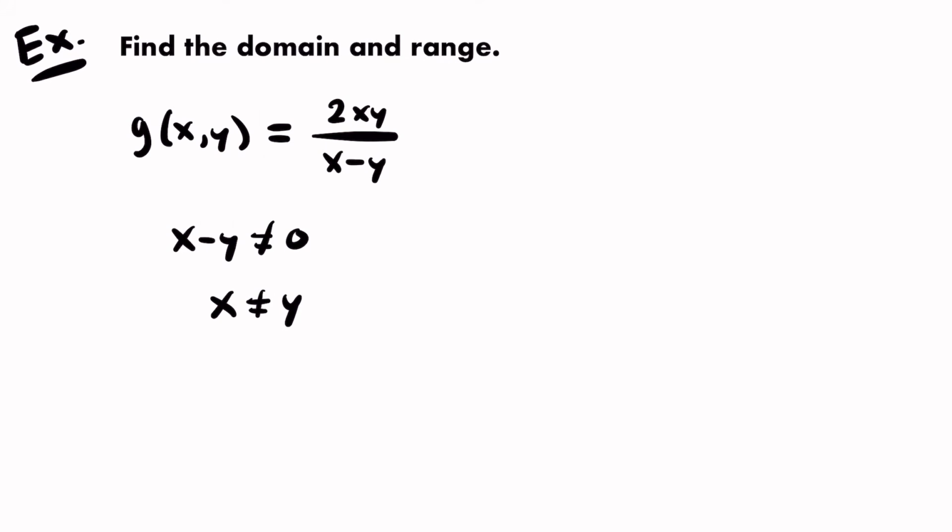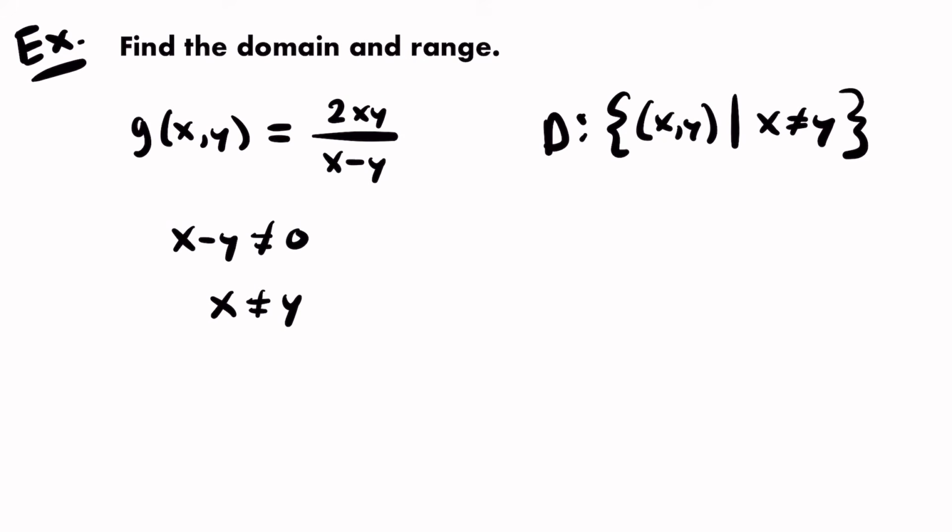So here's how we'd write that out. The domain of this function would be the set of all values of x and y such that x does not equal y. That's it. Everything else is valid. You can plug in anything you'd like for x and y. The numerator is going to be fine, and the denominator is going to be fine as long as x does not equal y. Okay, so that's the domain.